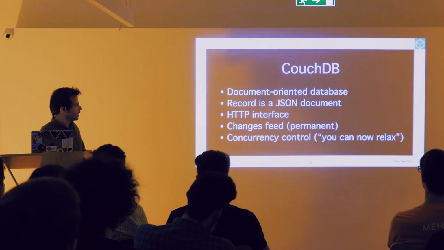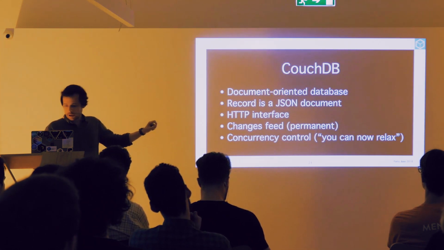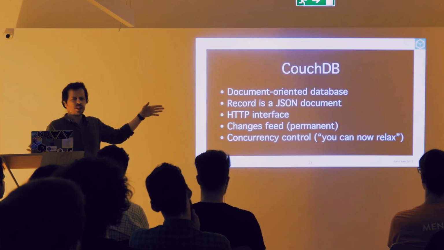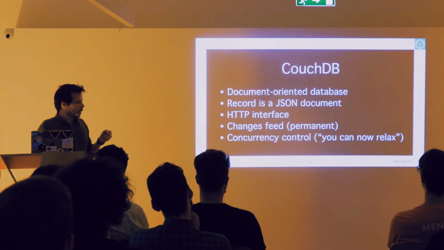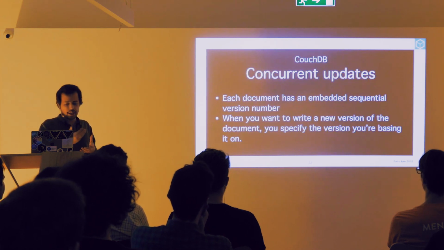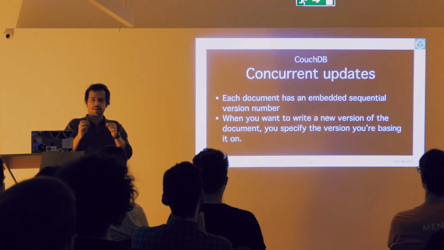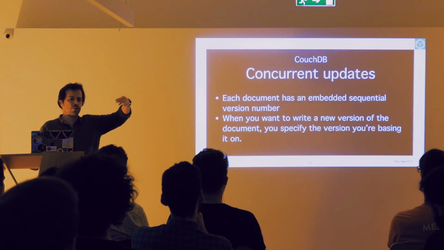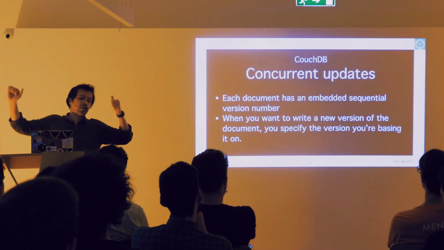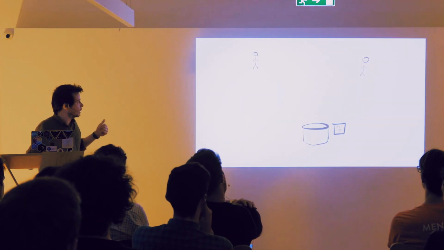And also a really interesting thing is the concurrency control. That's why in the logo you had, this doesn't show here, but the motto was, you can now relax. It means that you can now stop worrying about concurrency or losing data. Let's see how it did that. So each document has an embedded sequential number that's monotonic, it's always increasing with saves, okay? And when you write a new version of the document, you specify which version that you're basing that write upon, right? So let's see an example here.